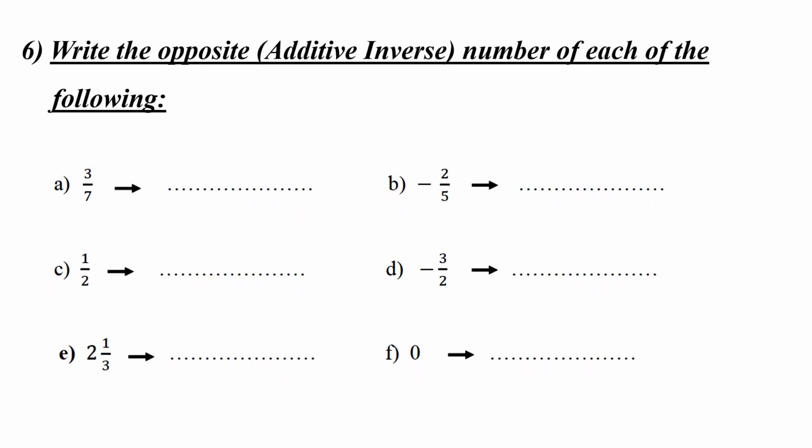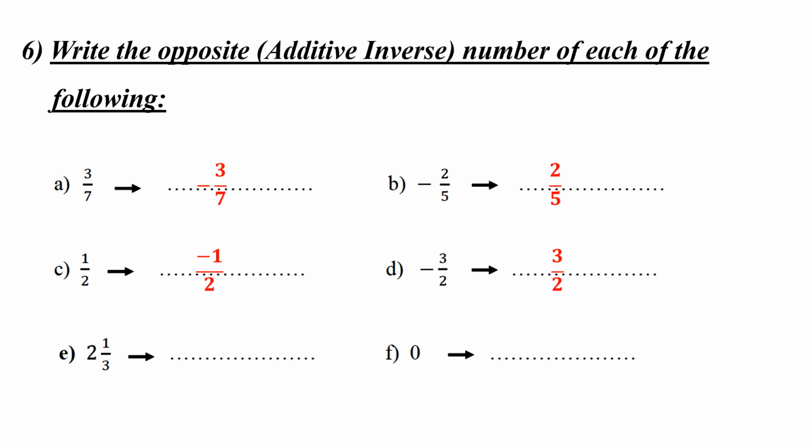Okay, exercise 6. Write the opposite or the additive inverse of each of the following. We talked about the opposite or the additive inverse before, as we only change the sign of the fraction or the number. Here in letter A we have 3 over 7, so we will convert it to negative 3 over 7. On letter B we have negative 2 over 5, so we will convert it to 2 over 5. Letter C, we will convert it to negative 1 over 2. D, negative 3 over 2, we will convert it to 3 over 2.